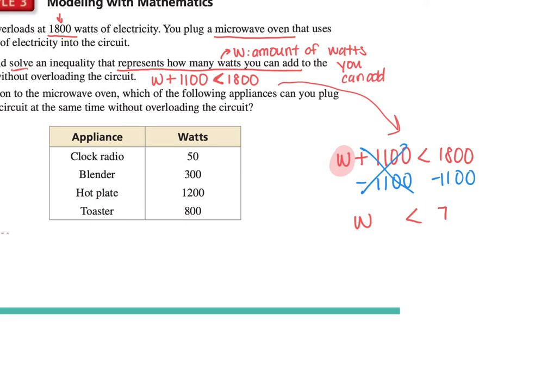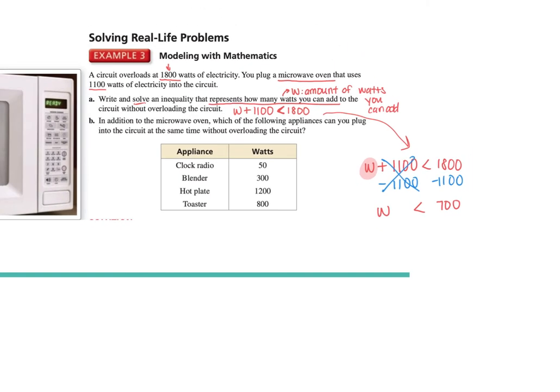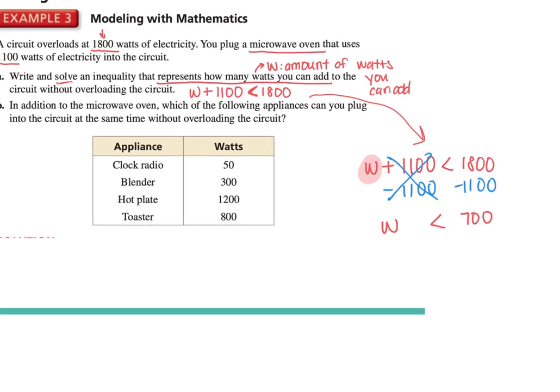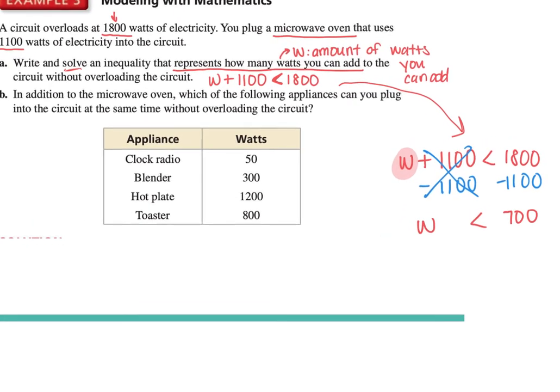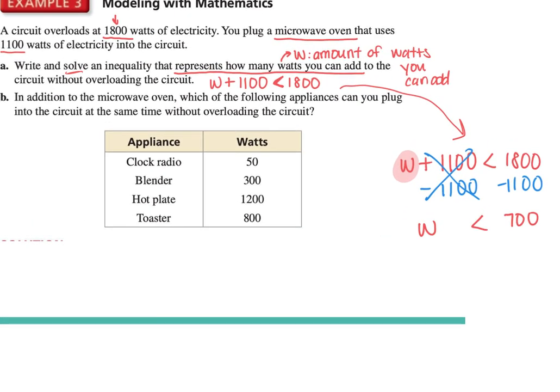We're going to get W alone is less than, I think this is 700. Yeah, 700. Wow, people. We just found the amount of watts we can add needs to be less than 700. Now, some of you are like, oh, Mr. Yurko, I knew this just by looking at this problem. Guess what, people? If you were to just write 700, you are not getting this question correctly.